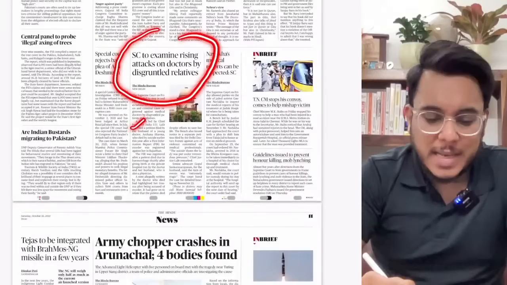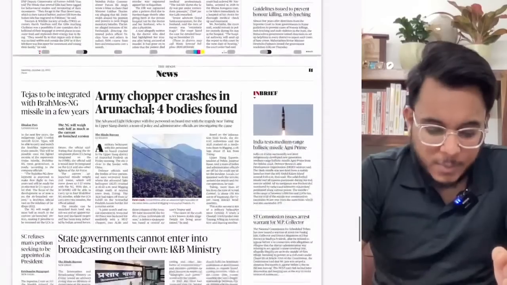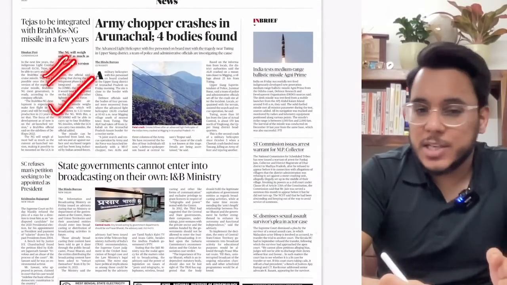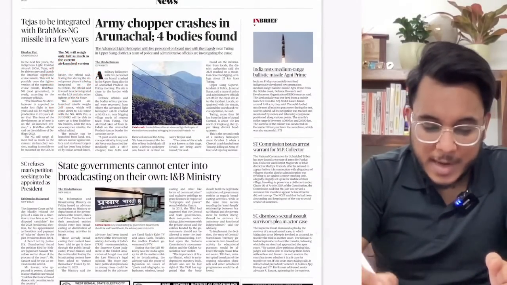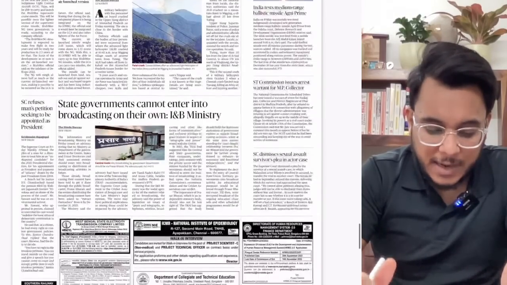Supreme Court to examine rising attacks on doctors. We'll see this particular article with respect to the examination. Then moving on, after that, the Tejas to be integrated with BrahMos NG. We'll see this particular article also. Okay, army chopper crashes in Arunachal. Okay, so this is an unfortunate event that has happened.